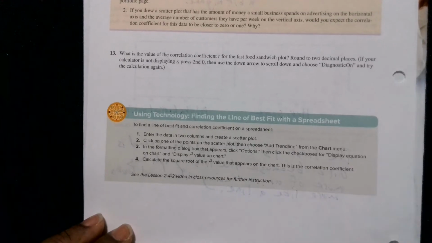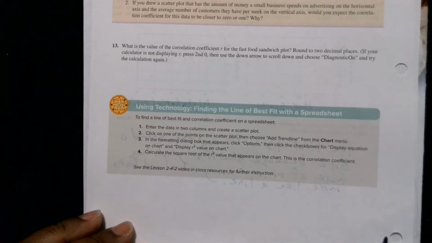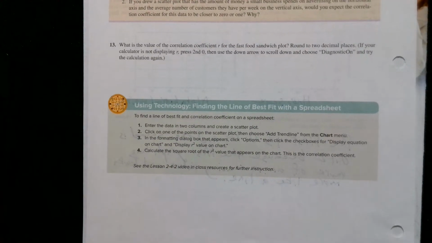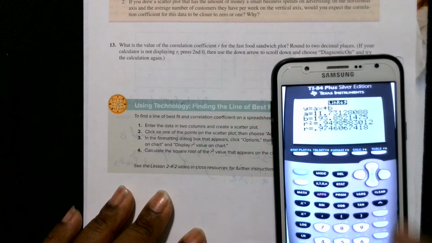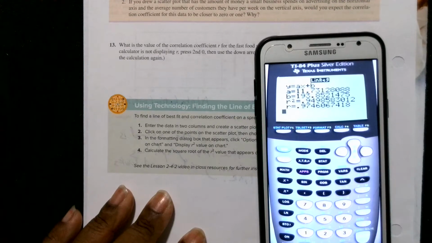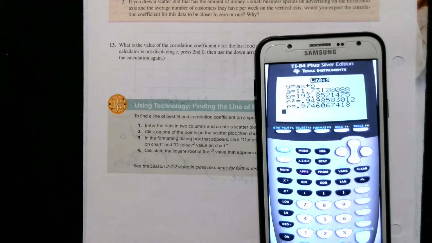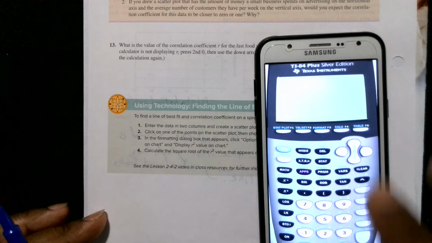Okay, so for problem 13, it says, which is the value of the correlation coefficient R for the fast food sandwich plot? Round to 2 decimal places. If your calculator is not displaying R, press second 0. Okay, now, this is what we would do. As you see here on my calculator, it's displaying the R squared and R. If your calculator is not displaying that, this is what you would need to do.